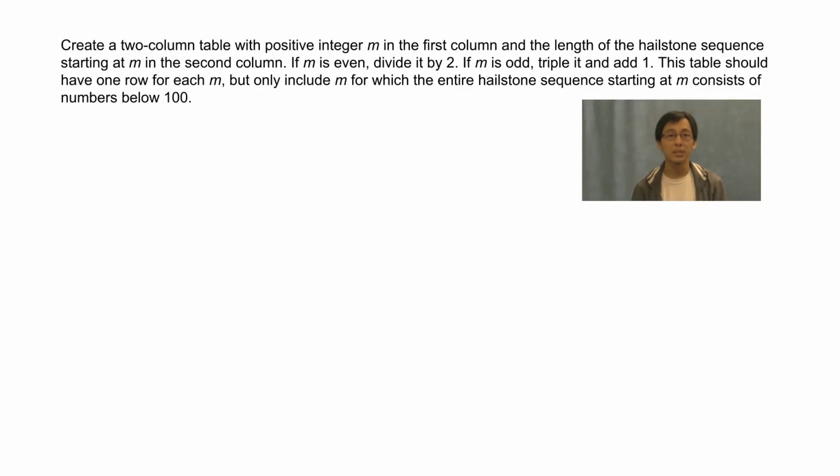A Hailstone sequence begins with a positive m. If m is even, divide it by 2. If m is odd, triple it and add 1. Repeat until 1 is reached.